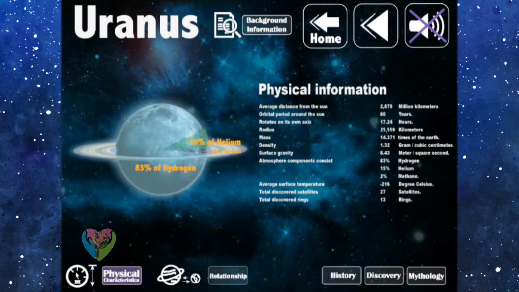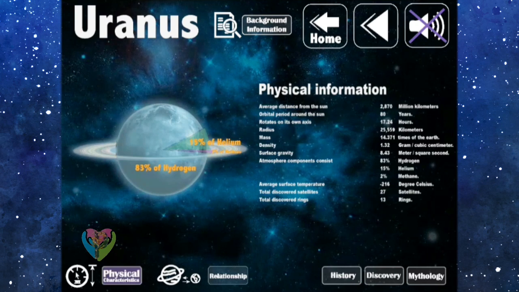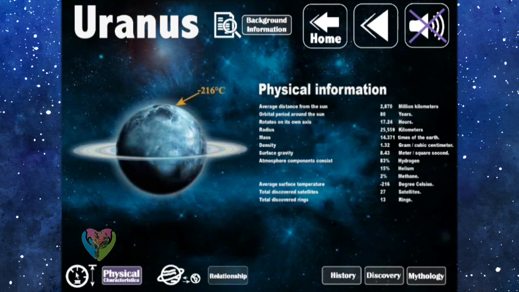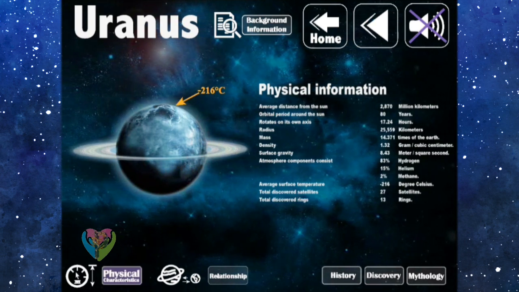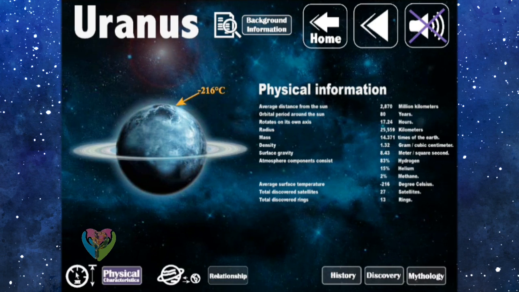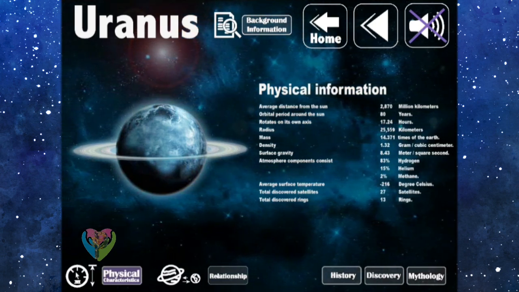Atmosphere components consist of 83% hydrogen, 15% helium, and 2% methane. Average surface temperature is negative 216 degrees Celsius. Total discovered satellites are 27. Total discovered rings are 13.